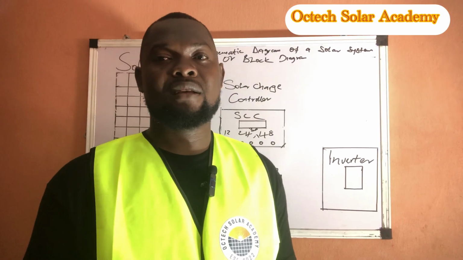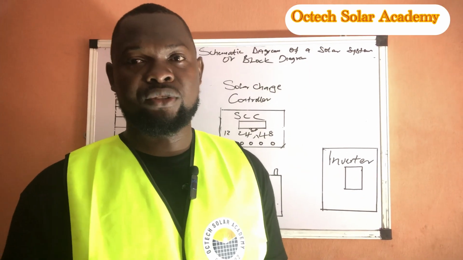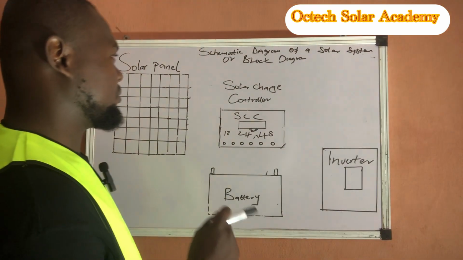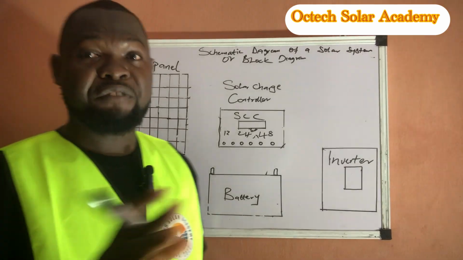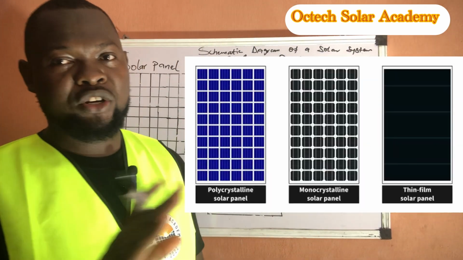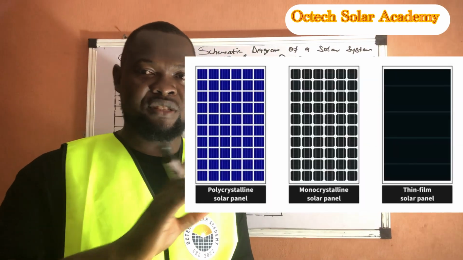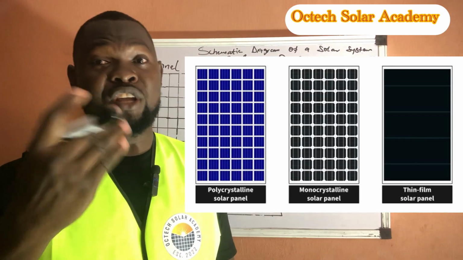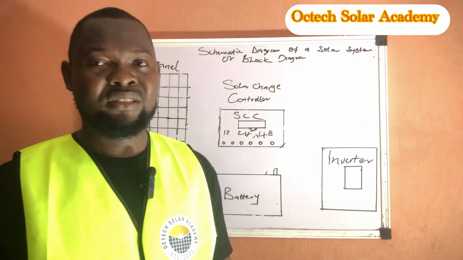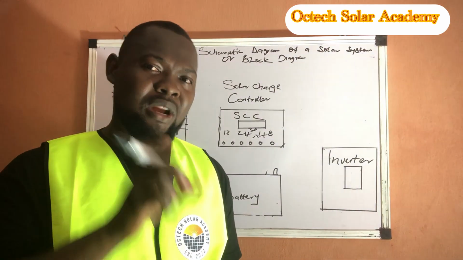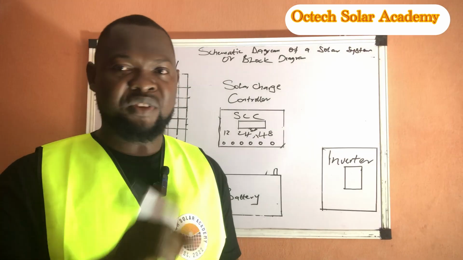So the solar panel has specifications. Before the specification, we have different types of solar panels. We have polycrystalline, monocrystalline, amorphous, and we even have the one they call transparent solar panel. So they are different. In that solar panel, we have what we call specifications.